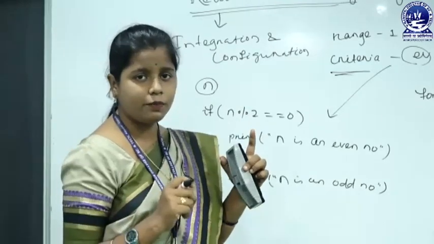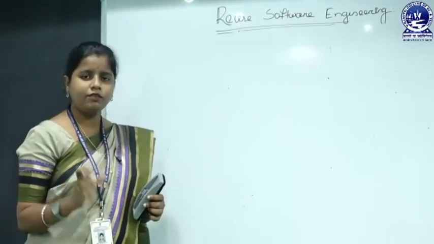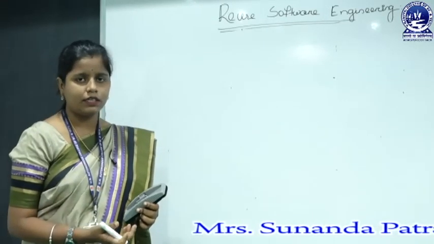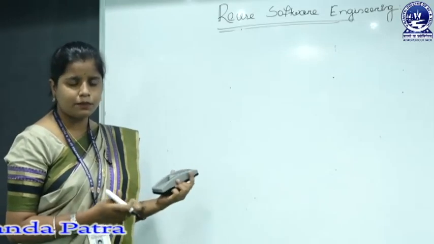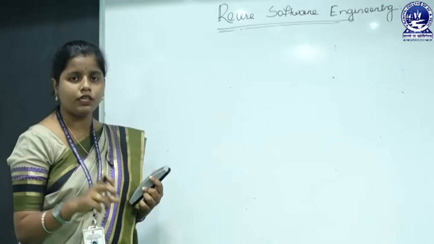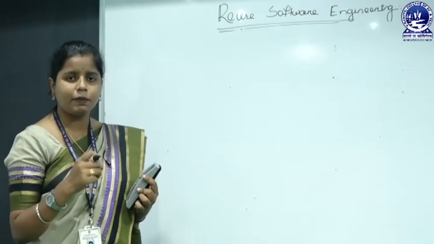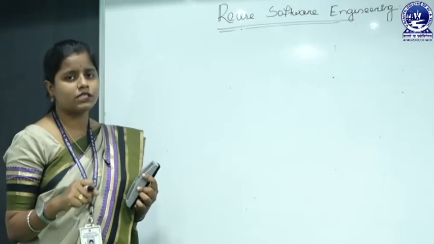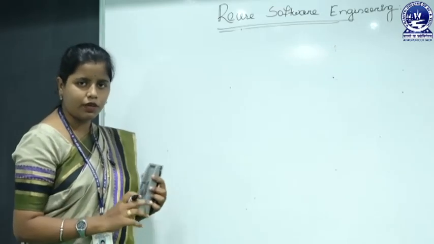So, let us see what the phases are in reuse software engineering. Whatever the model may be, a waterfall model, an incremental model, or reuse software engineering, that means an integration and configuration model, we have to start from the requirement specification. We have to know what exactly my customer needs. So, that is the requirement specification, and we have to start there. So, now also we are going to start from requirement specification.